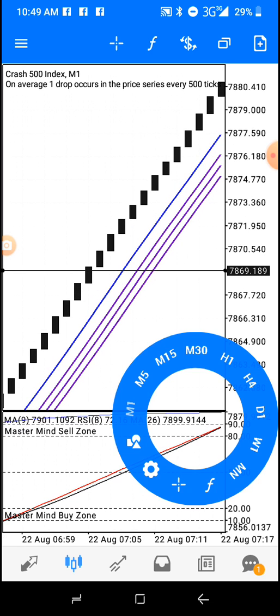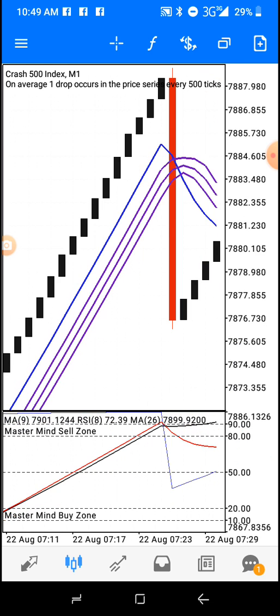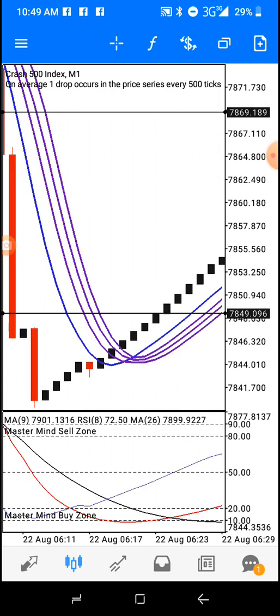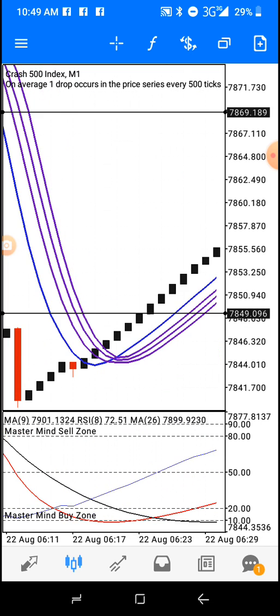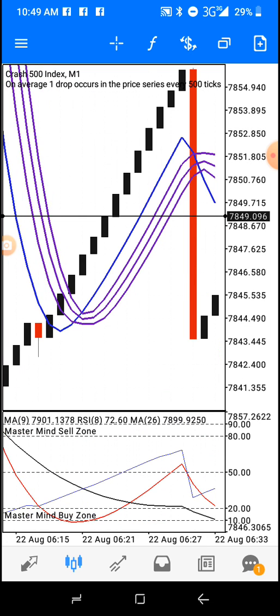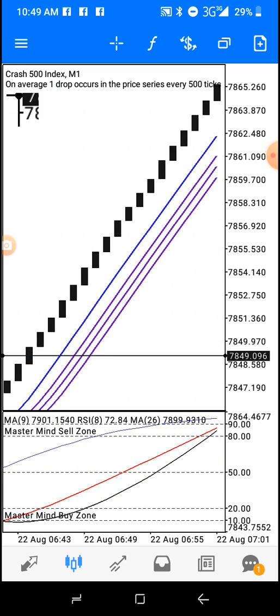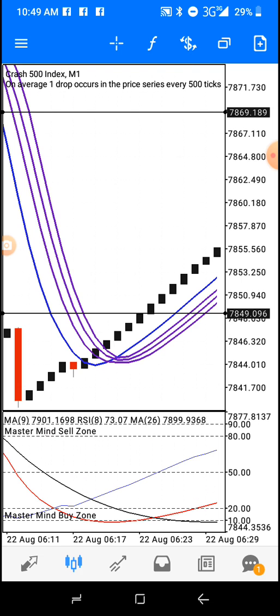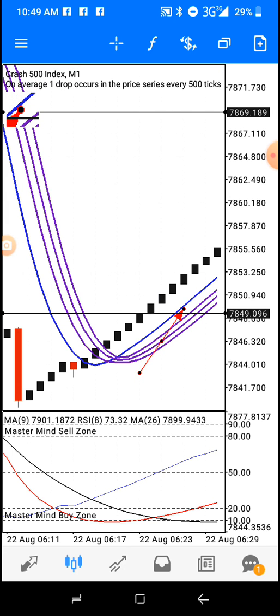Like in here, all conditions have been met, and you took your buys, and then the spike came. What happened? You will still recover. So that's that. Please endeavor to backtest the strategy before applying it. It's actually simple, guys. It's simple.